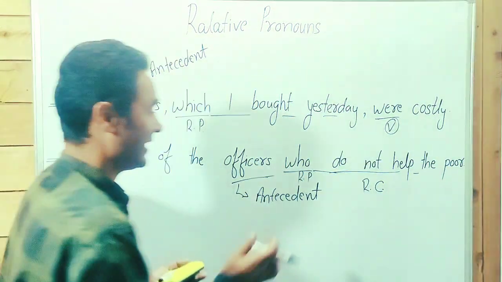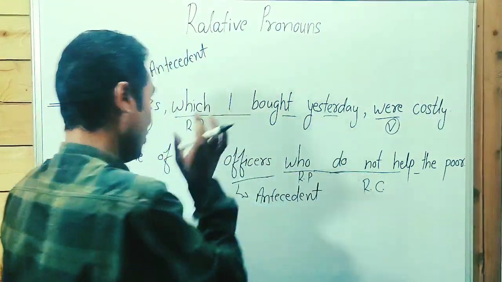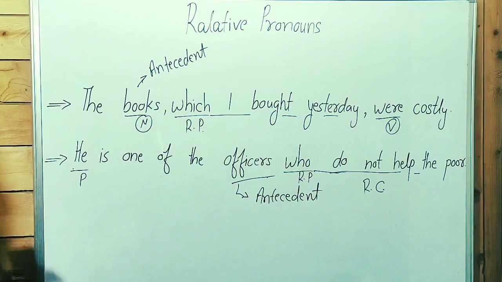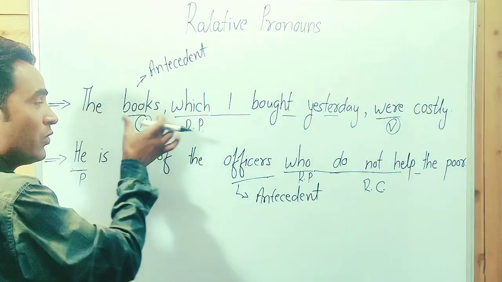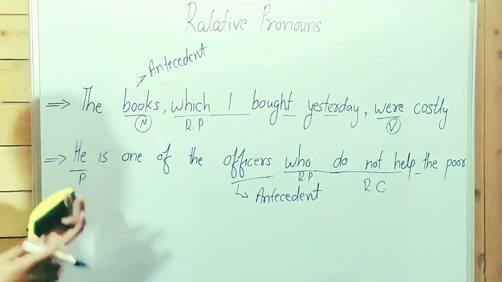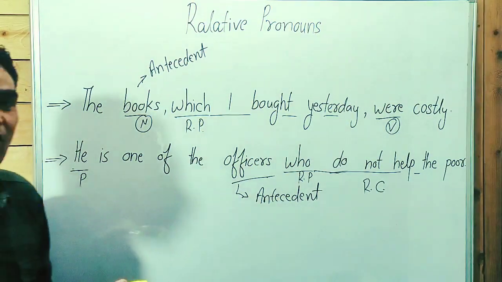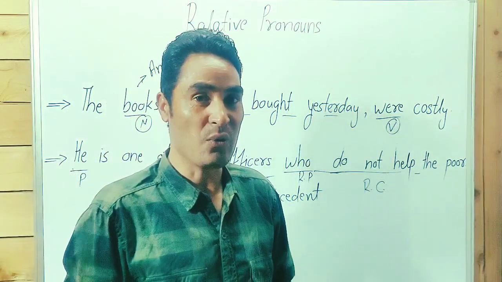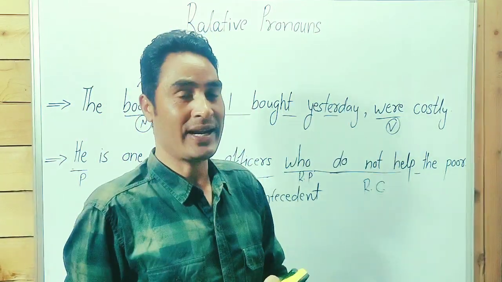When we talk about relative pronouns, "who" and "which" are both relative pronouns. Here "books" is the antecedent, and here "officers" is the antecedent. I hope you have understood each and everything. If you have any doubt, you can ask.